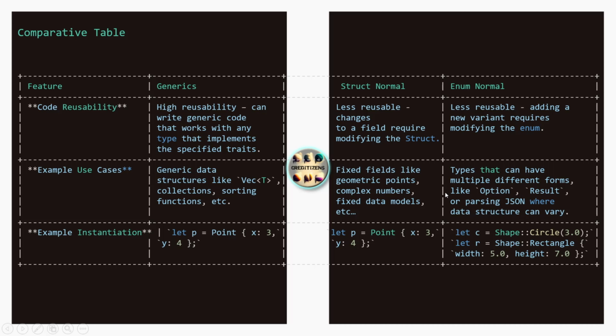Example of instantiation. So here, let point, I just put the point. So here the instantiation is the same for the generics, but I should have used maybe a vector here as an example. It's all right. You have already seen for the structs and the enums how to instantiate those. All right, so we're done with this explanation part.